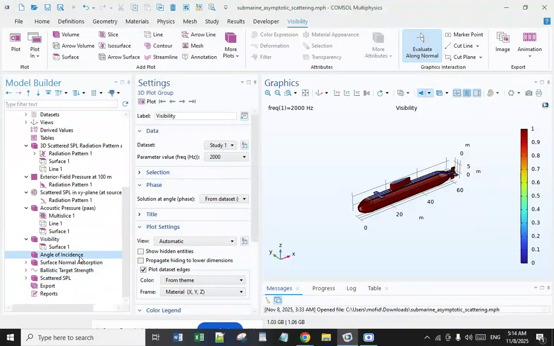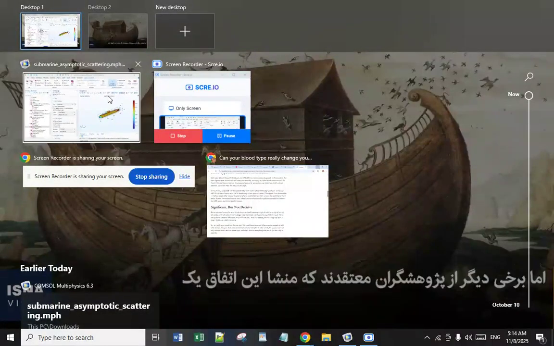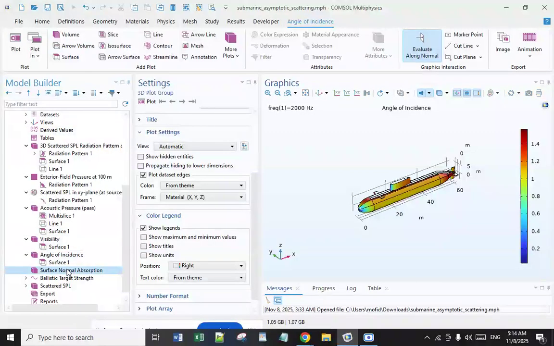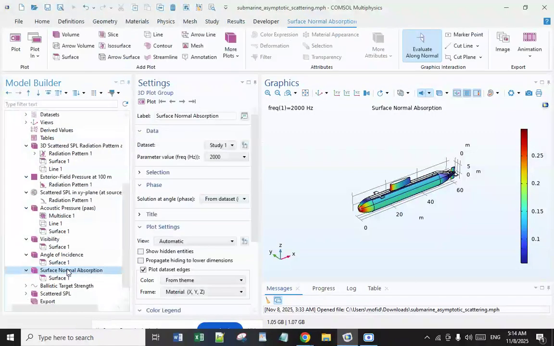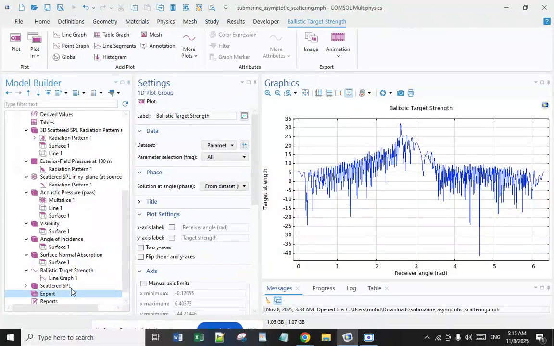An angle of incidence. You can see that the tail has the most angle of incidence. The next one is surface normal absorption. And the last one is ballistic target strength and scatter SPL.